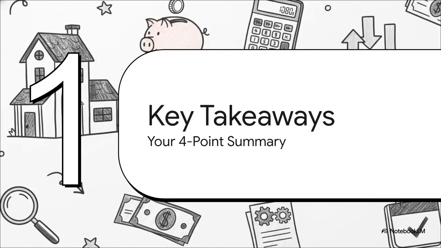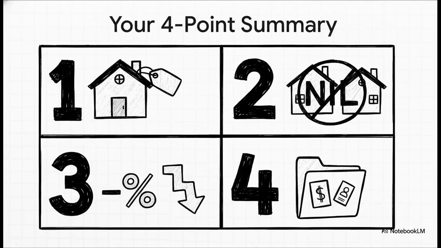Wow, we have covered a lot of ground today. So let's take a moment and just boil it all down to the most essential points, the key takeaways you absolutely need to remember from our discussion on income from house property. If you remember nothing else, remember these 4 things. 1. Tax is based on annual value, not just the rent you collect. 2. The big one, you can claim up to 2 properties as self-occupied and pay 0 tax on their annual value.